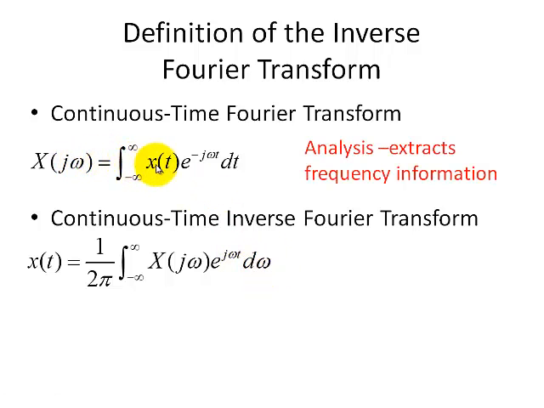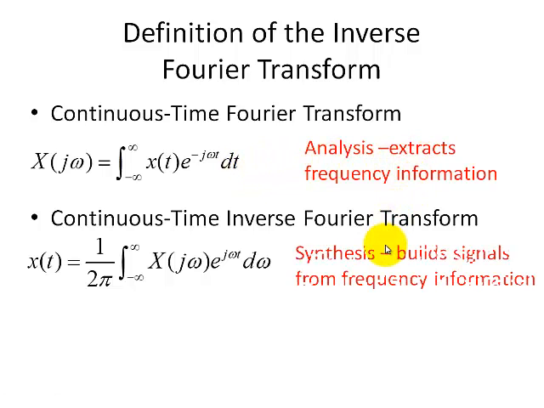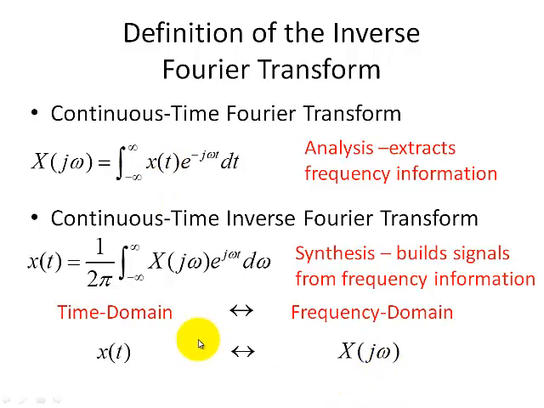This formula for the Fourier transform is known as the analysis equation because we can extract frequency information. And the inverse Fourier transform is a synthesis equation because we can build signals from frequency information. So here we have the time domain description of x(t), and we want to convert that to the frequency domain and vice versa, where we are given X(jω) and then find the time domain description. That's our focus today for a low-pass filter.